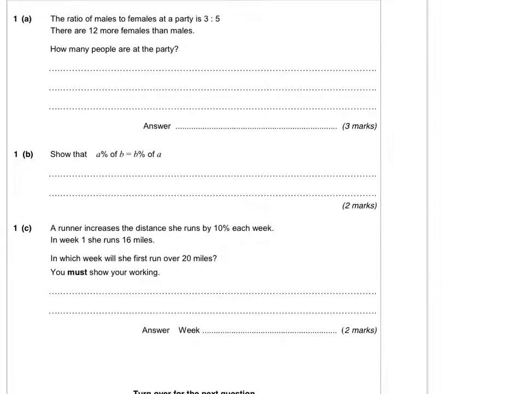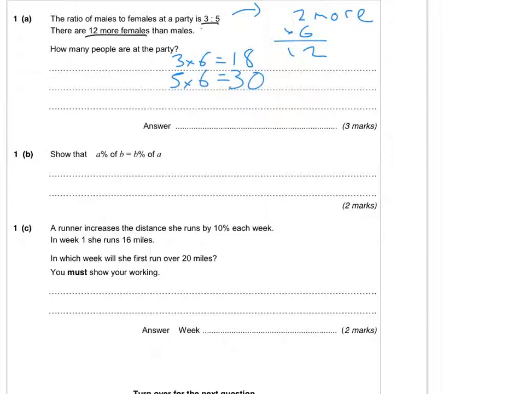For Q1, the ratio of females to males at a party is 3 to 5. There are 12 more females than males. In our ratio, there are 2 more. So we're going to go 2 times 6 equals 12. So I'm going to make it 3 times 6 equals 18, and 5 times 6 equals 30, for a total of 48 people in the party.